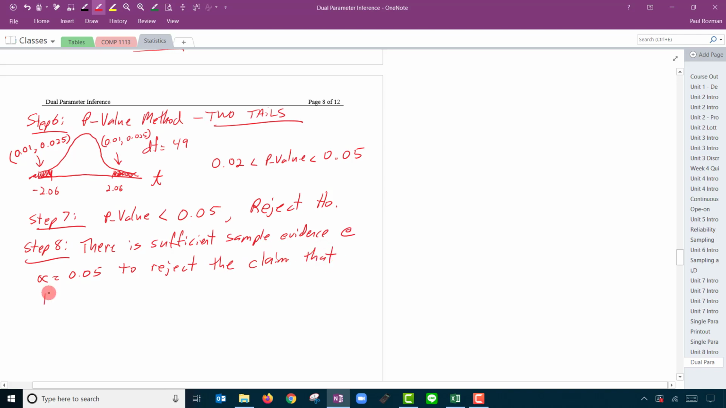that dozanol has no effect on mean systolic blood pressure.